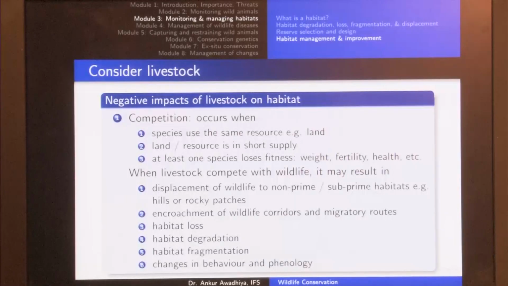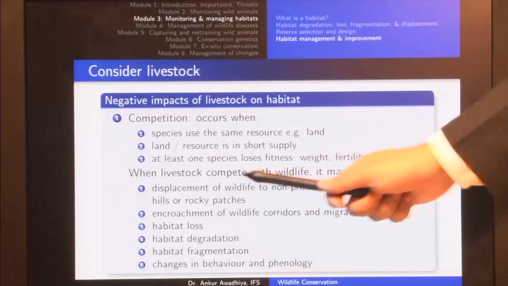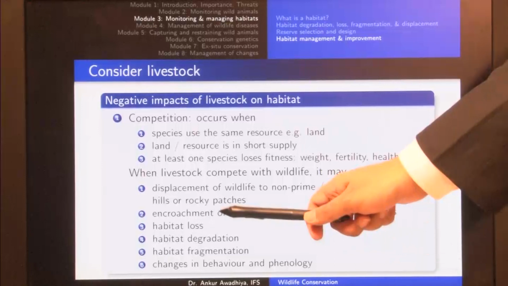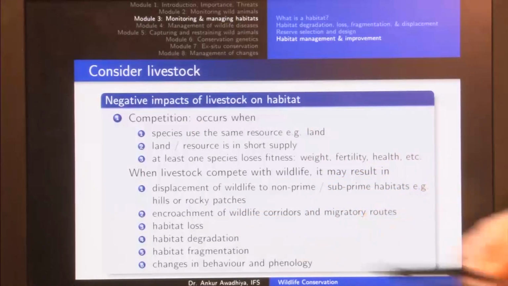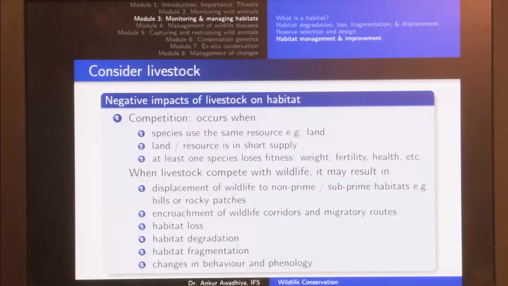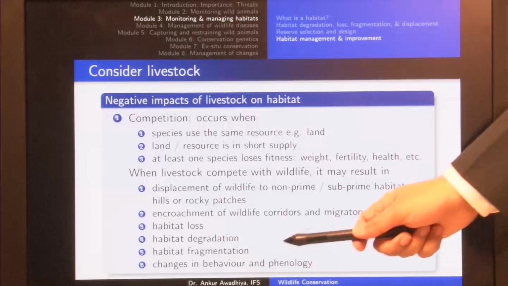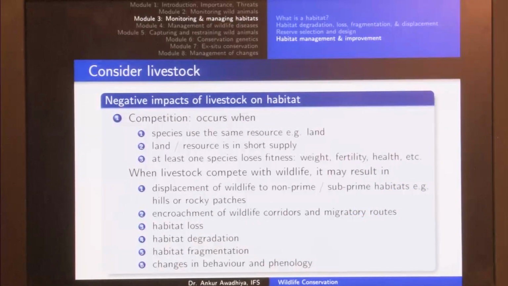Now, coming back to the situation of competition. When livestock compete with wildlife, it also leads to encroachment of wildlife corridors and migratory routes, also leading to habitat loss, degradation and fragmentation. Now, fragmentation, as we know, occurs when we have lost corridor connectivity. So, this was a corridor that was providing connectivity between both of these pieces of forest. When this corridor is lost, then forests F1 and F2 become small fragmented patches, which we call habitat fragmentation. So, it leads to habitat fragmentation.